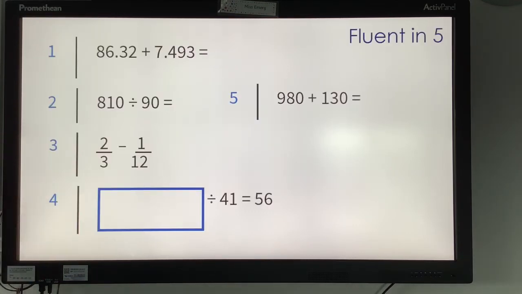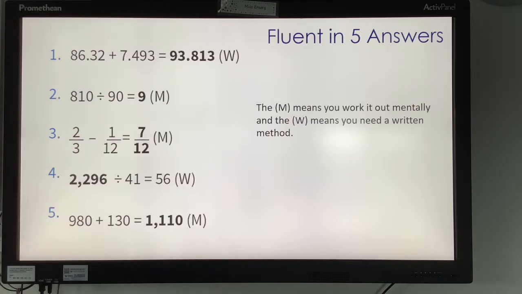So first of all, I'd like to do Fluent in 5. Please pause the video and have a go. Hopefully you paused the video. Let's look. So we've got 93.813, then number 2 is 9, 3 is 7/12, 4 is 2,296 and 5 is 1,110. Well done if you got those right.